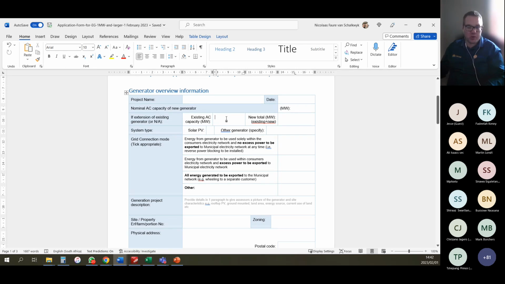So it might be that you've installed 700 kilowatt. Now you're planning to install another 700, so it becomes 1.4, and then you will indicate, okay, it's going to be 1.4 megawatt if we add the 2. So you use that one if it's a new generator, so there's nothing there. Let's say it's a brand new installation, you're going to install 2 megawatts, you use that one. If you're going to expand, you use the second row. If not, you just indicate, not applicable. I'm not expanding, I'm installing a new system.